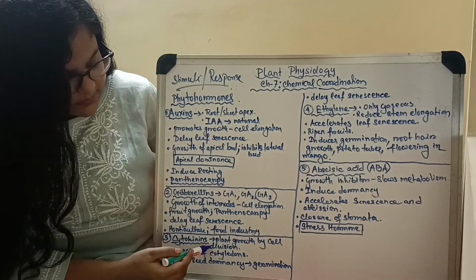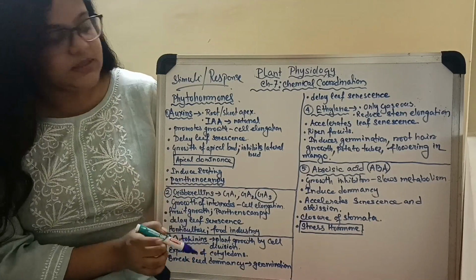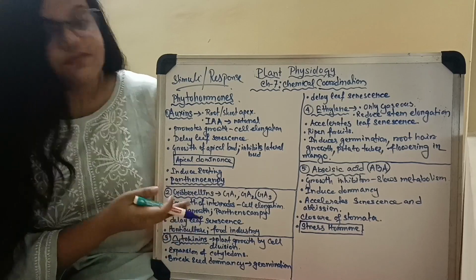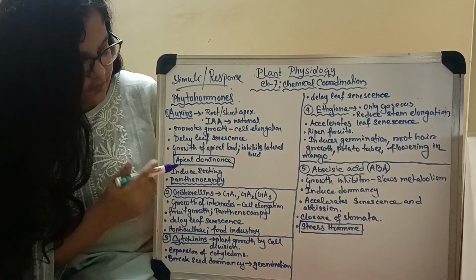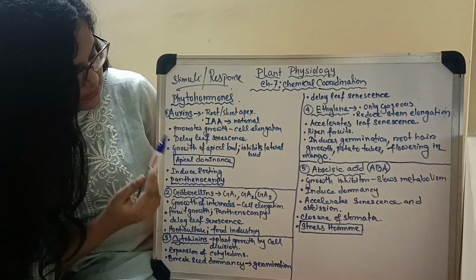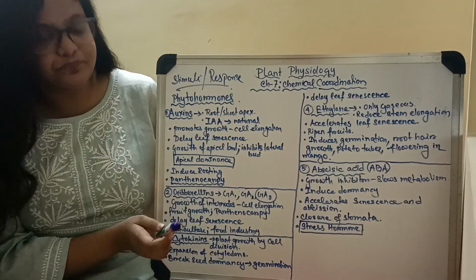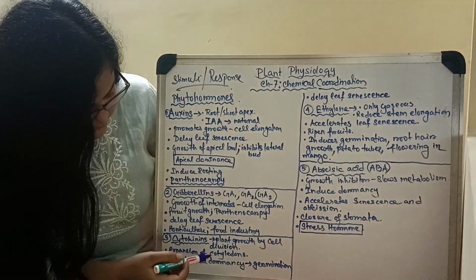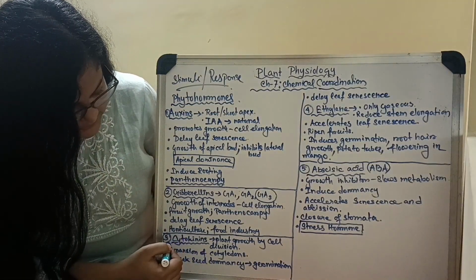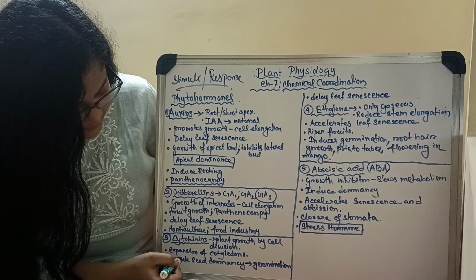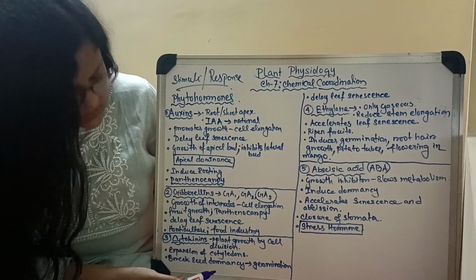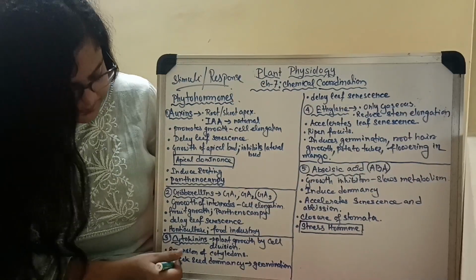So remember this point, which is very important if someone asks you the difference between gibberellins and auxins versus cytokinins, then this is the most important point. Now cytokinins help in the expansion of the cotyledons. That is equal to growth only.